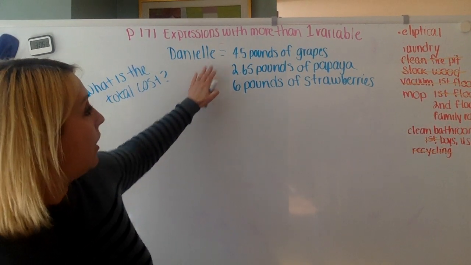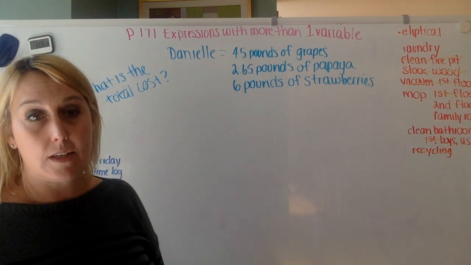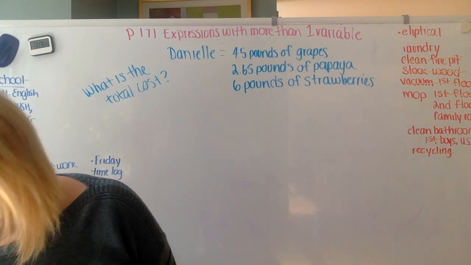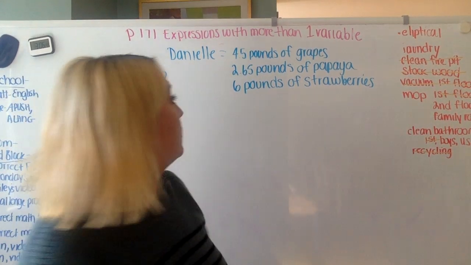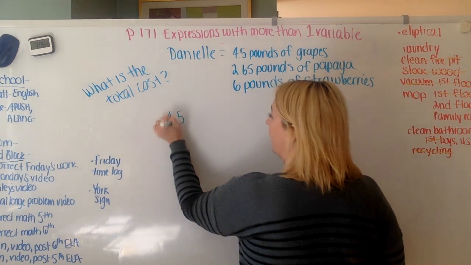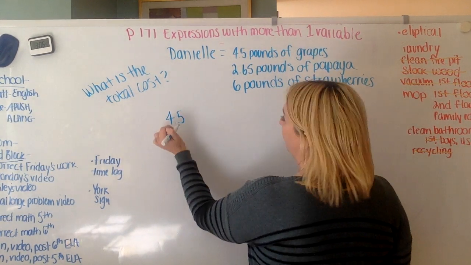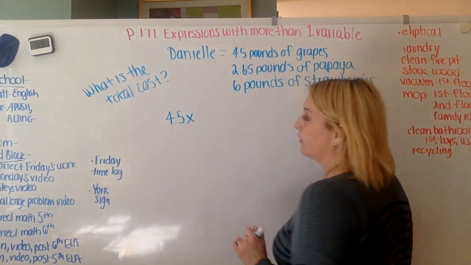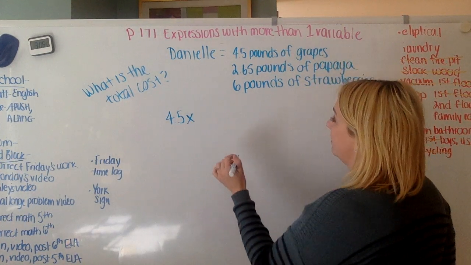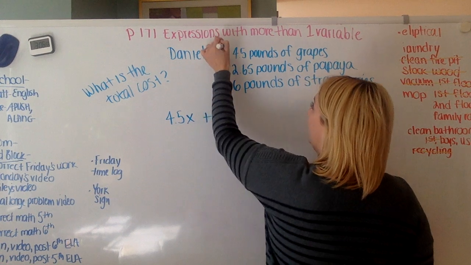So the total cost means that we are going to add these three together, right? But I need to find out what my variable is. So for grapes, it says it was X dollars per pound. So if we had 4.5 pounds and the sign said X dollars per pound, we know that's going to be 4.5X, okay? So check that one off.